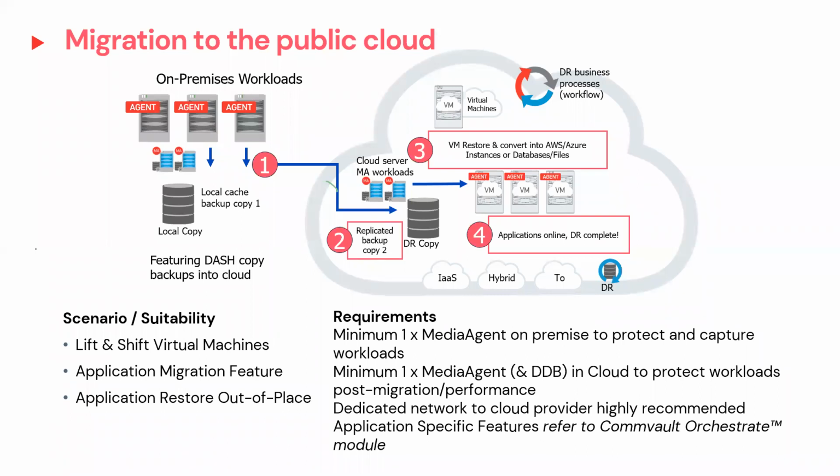You just tell Commvault what size you want. We will go to the cloud and spin it up for you automatically. The software is smart enough. So all the format, all the indexing from on-prem, we bring it and convert it to cloud for you.